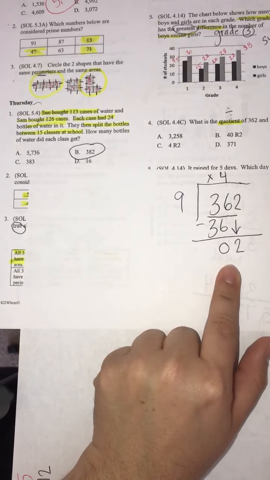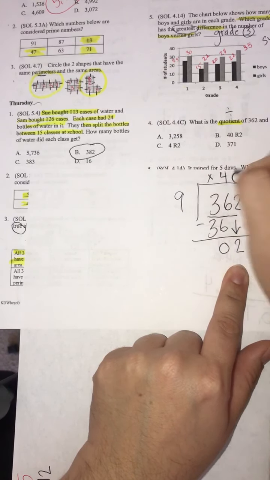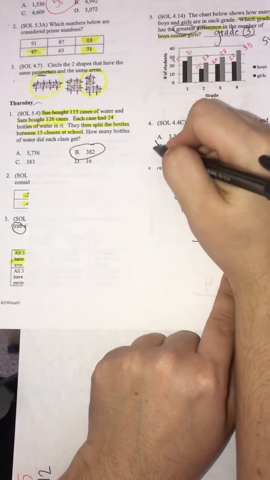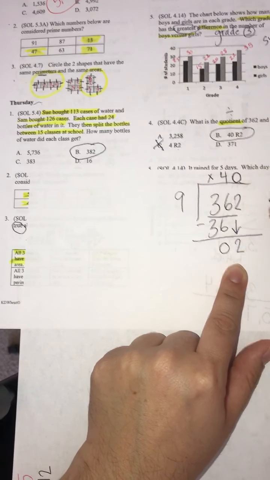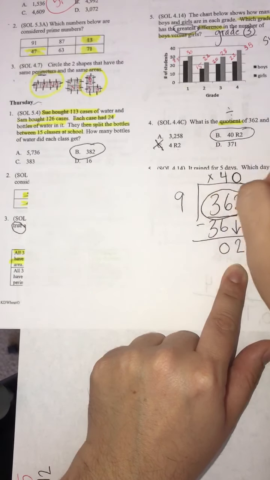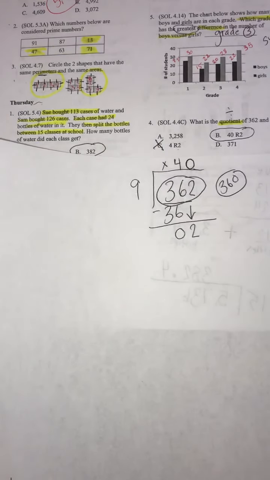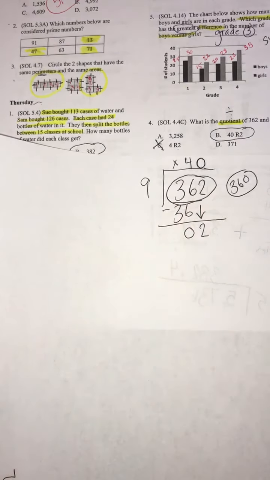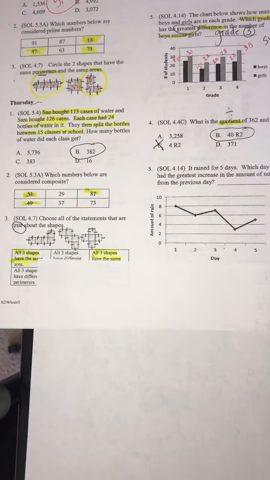Can 9 go into 2? This is a really big step. No, because 2 is smaller, so you need to put 0 up here for no, okay? It's not 4 remainder 2. It's 40 remainder 2. Because 9 times 40 would get you 360, and that's really close to the number we were dividing, okay? If you only chose 9 times 4, then that should only be 36, but our number is 362, okay? Perfect. That's a really, really important thing to know how to do, okay?